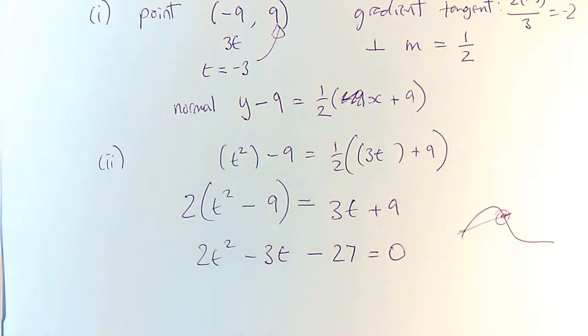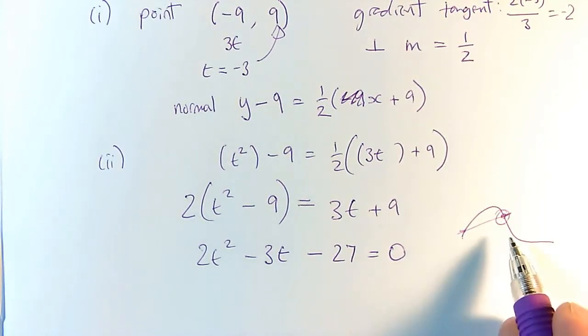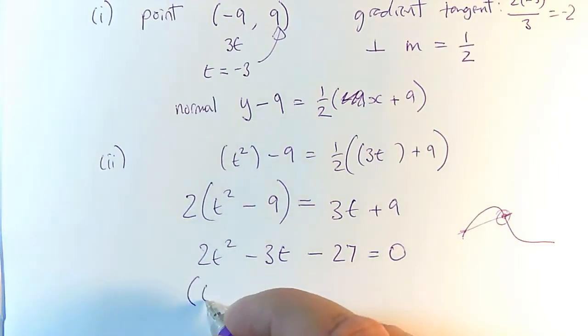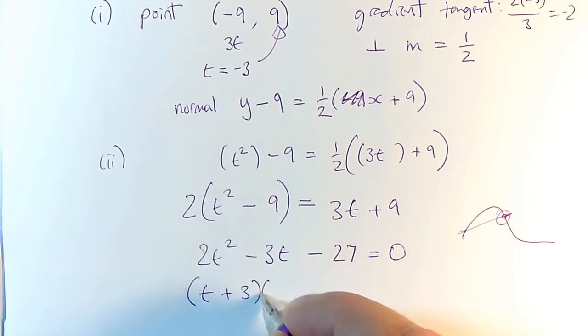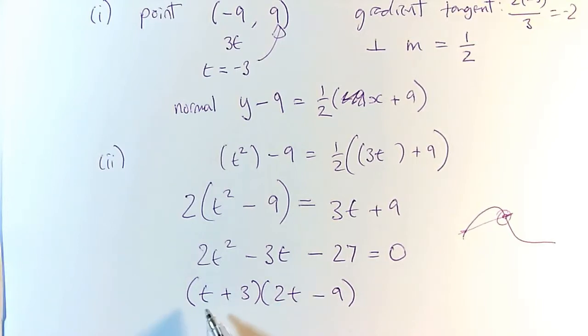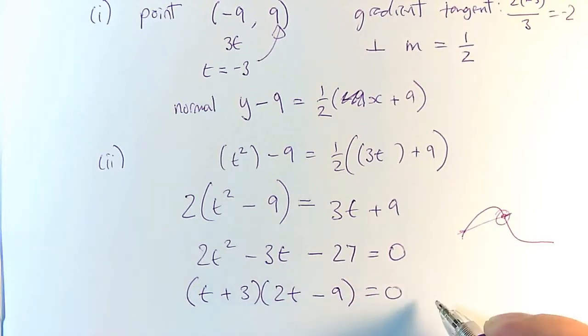But one of the intersections is the point I started from, which was when t equals minus 3. So because I know one solution for t, I know one of the factors is going to be t plus 3. So it's very easy to get the other factor, which has got to be 2t, and it's got to be minus 9. And I can check that works out. 3 times 2t minus 9 times t does equal minus 3t. So I've solved my quadratic equation.